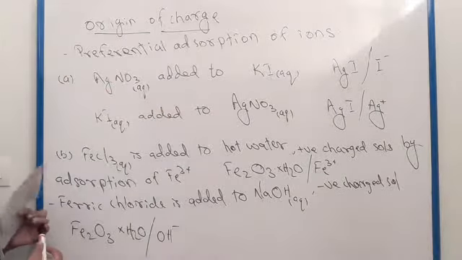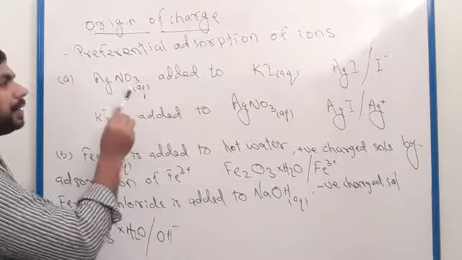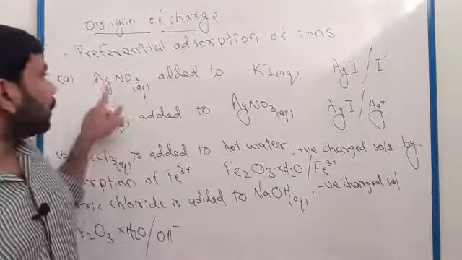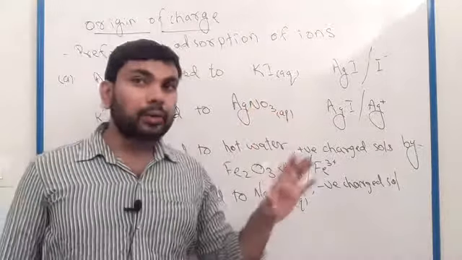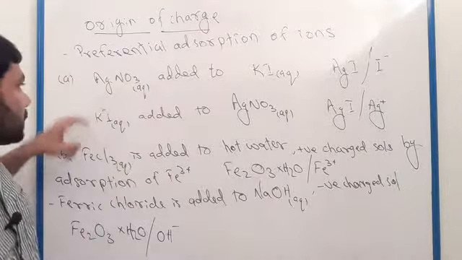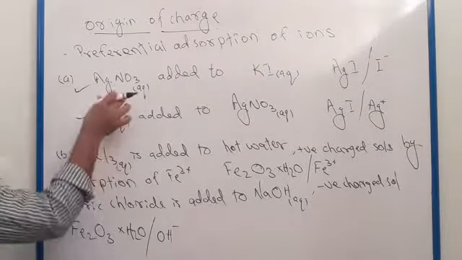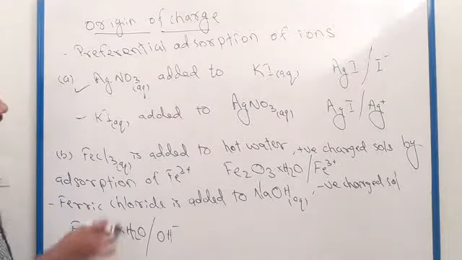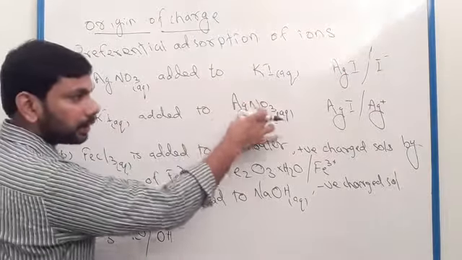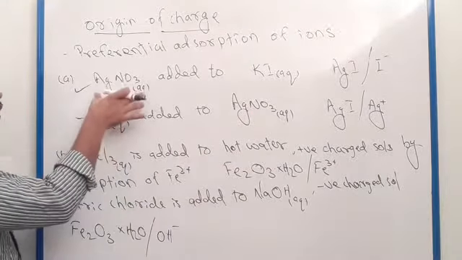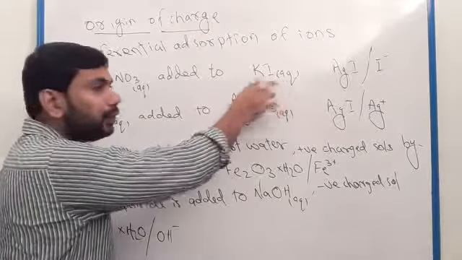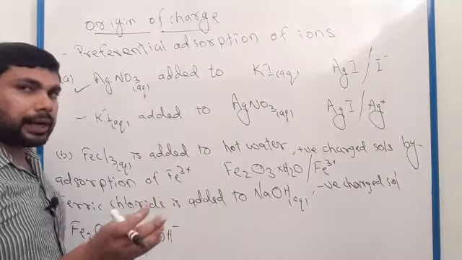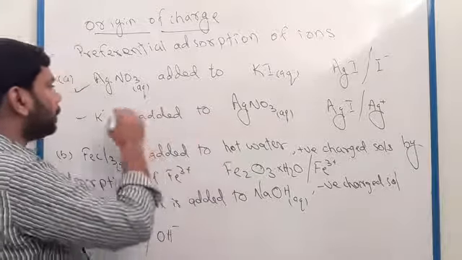Example for this: we know silver nitrate, when you mix silver nitrate and potassium iodide, silver iodide will be the precipitate. I gave two cases. First case, silver nitrate added to potassium iodide, silver iodide is the precipitate. Second case, potassium iodide added to silver nitrate. Take potassium iodide and add it to silver nitrate.